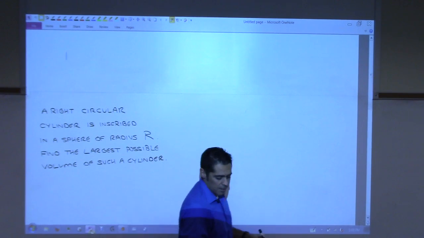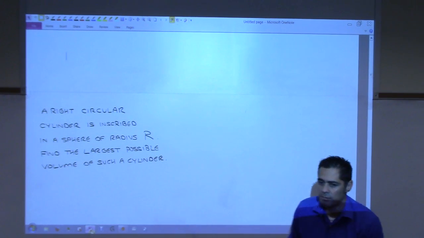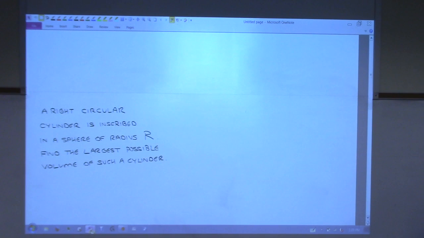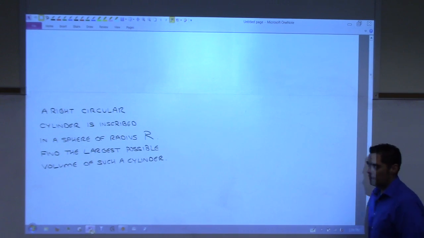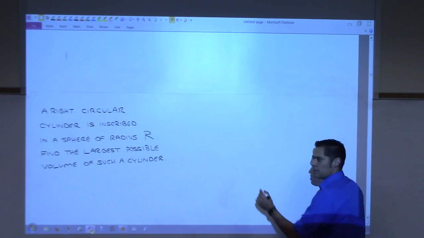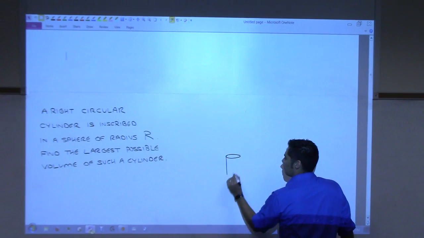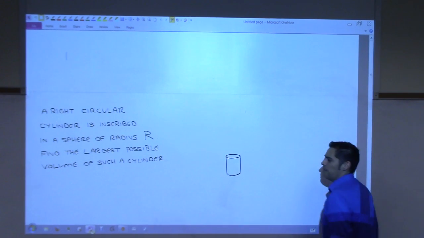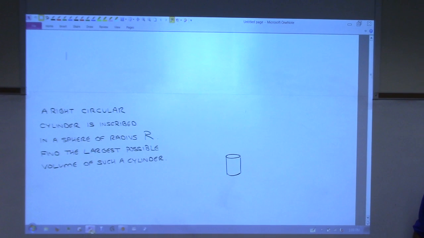This is a classic Calculus 1 problem right here. Classic. So let's try and understand what's happening here. You have a right circular cylinder. Everyone know what a right circular cylinder looks like? Just like a normal cylinder. Yeah, it's a beer can, all right? There you go, right circular cylinder. It is being inscribed into a sphere of radius R.